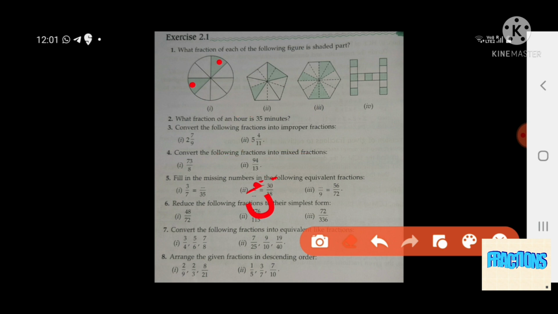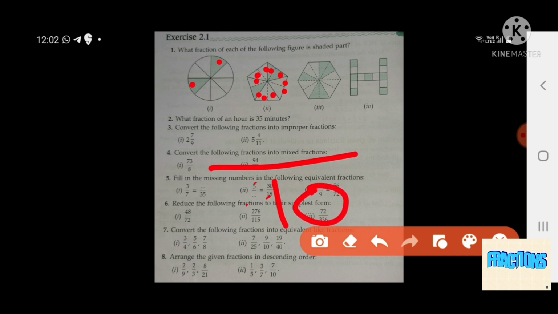Now we will do the second one. Let's count how many unshaded parts there are. 1, 2, 3, 4, 5, 6, 7, 8, 9, 10. So 10 are there. And how many are shaded? 3. So the answer is 3 upon 10. The rest of the questions in question number 1 you have to do by yourself as practice. Let's do question number 2.